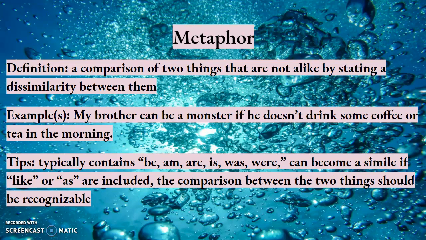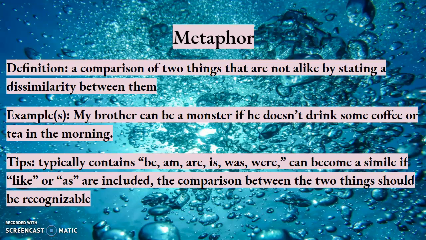So the second one we have is a metaphor. A metaphor is a comparison of two things that are not alike by stating a dissimilarity between them. An example of a metaphor is, my brother can be a monster if he doesn't drink some coffee or tea in the morning. So here, what is being compared is the brother and the monster without using the words like or as.